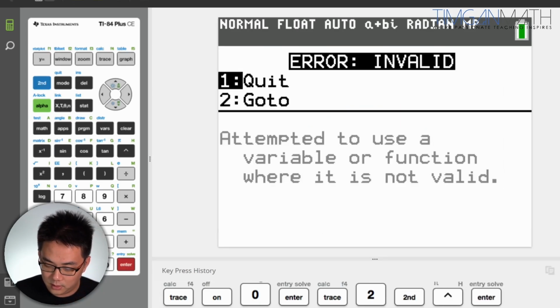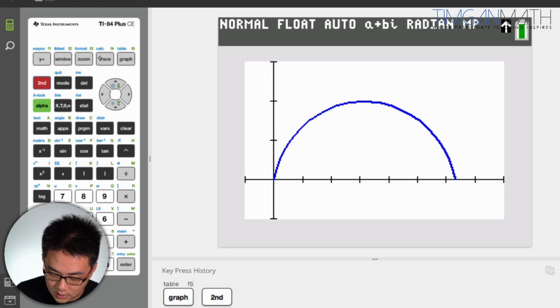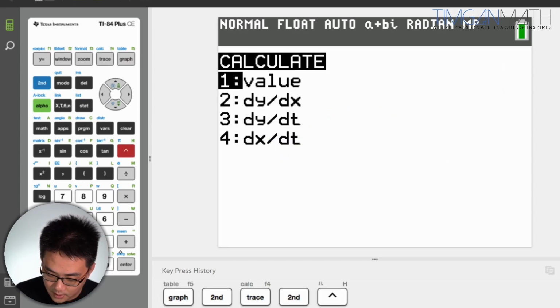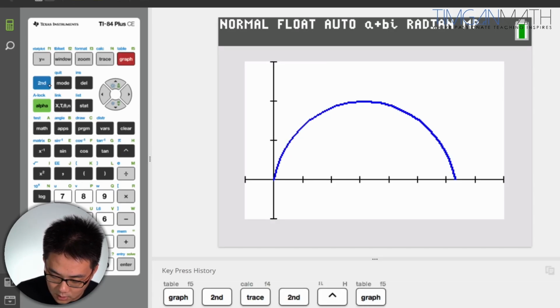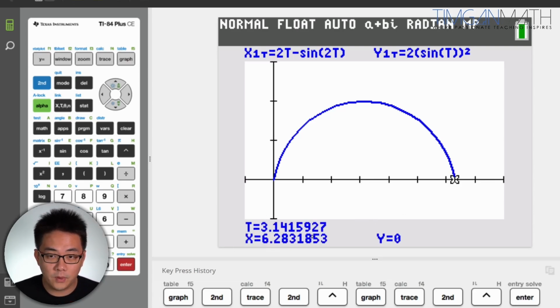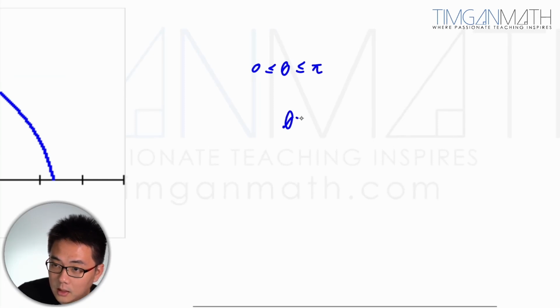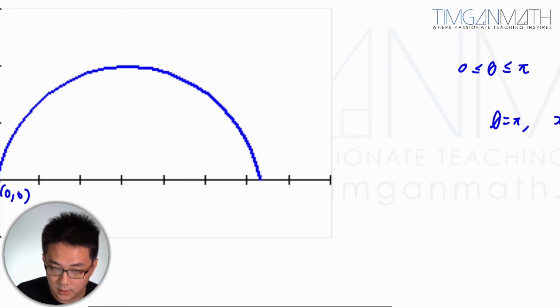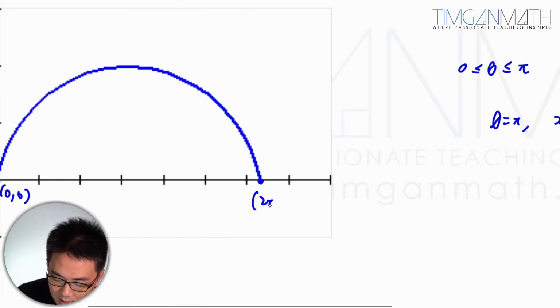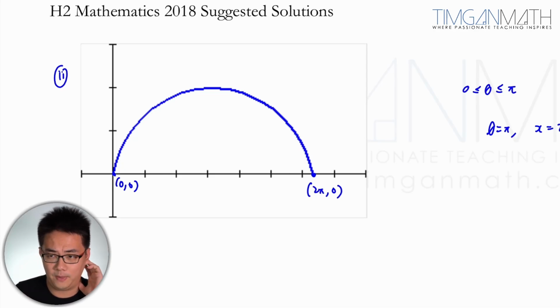Sorry, likely it is pi. So just trace, calculate, put pi there. Trace pi. This is 2 pi. Okay. So anyway, check your value there. So when theta is pi, you know that x is equal to 2 pi minus sine 2 pi. Sine 2 pi is 0, so this is 2 pi, okay? So first thing is just to understand what curve C is, the boundaries of the curve there, before you even start doing it.